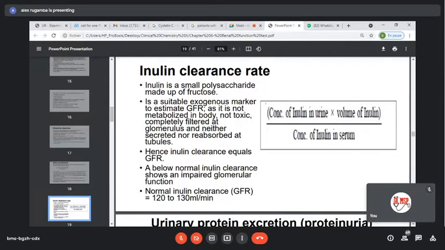So for calculation, we have to measure the concentration of inulin in urine, and then you measure the volume output, and then you measure the concentration in the serum. And then you apply the formula. I gave you the formula here.